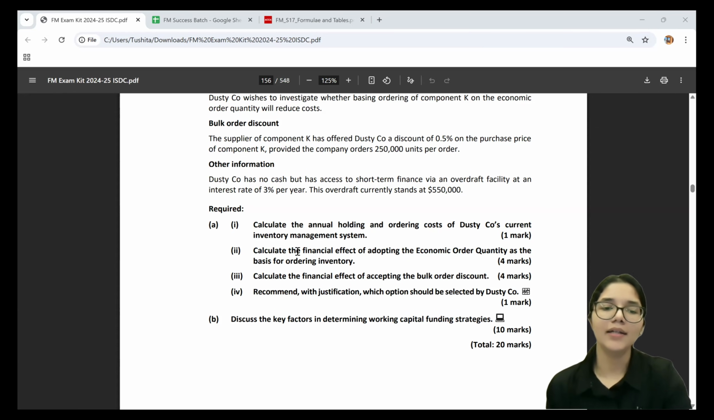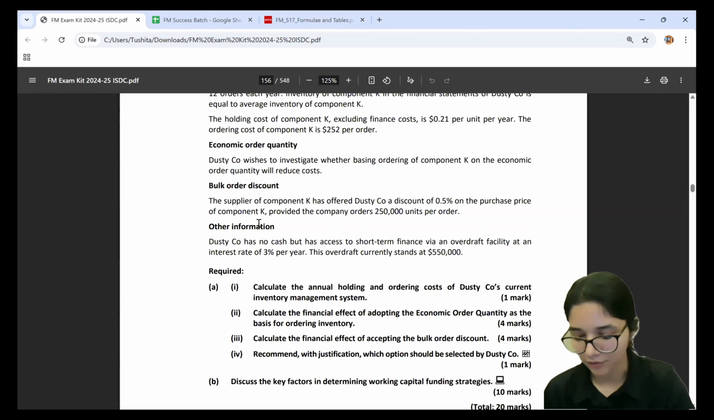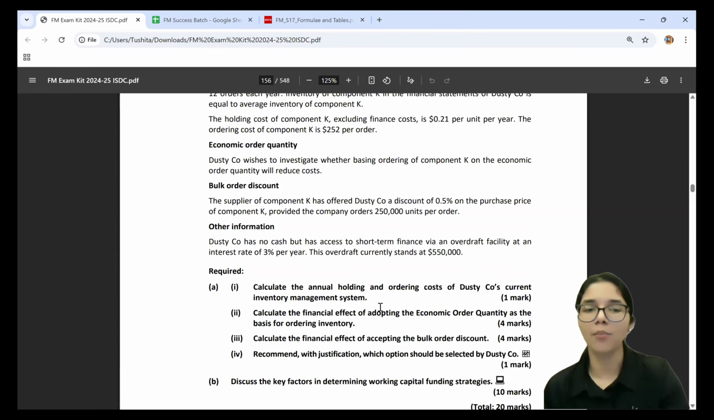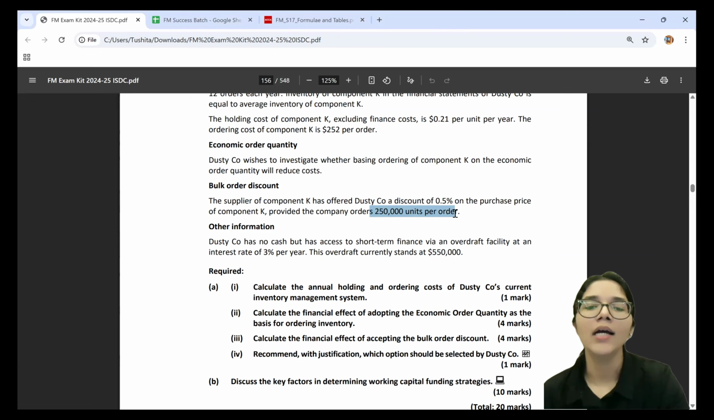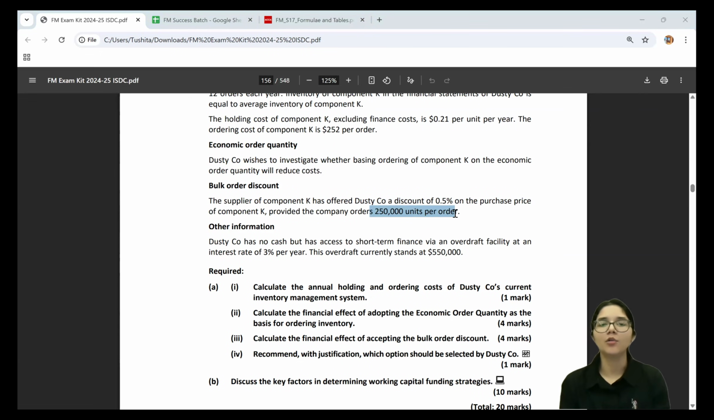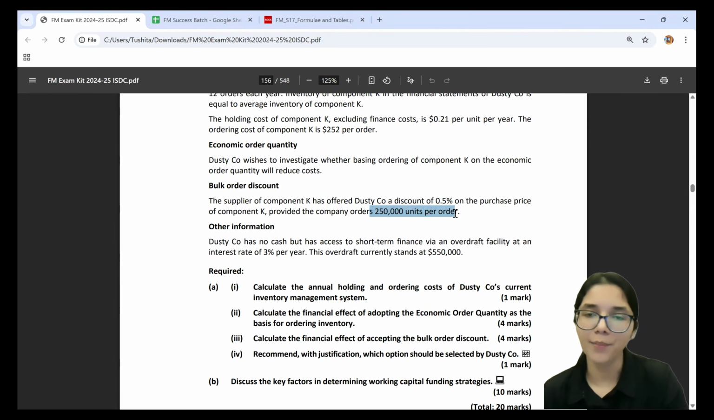Okay. Third part is we have to find out the financial effect of accepting the bulk order discount. Now here the supplier of component K has offered Dusty Company a discount of 0.5% on the purchase price of component K, provided the company orders 250,000 units per order. So if you are placing these many units of order in one go, then the supplier is willing to offer you a discount that is worth 0.5% on the purchase price.